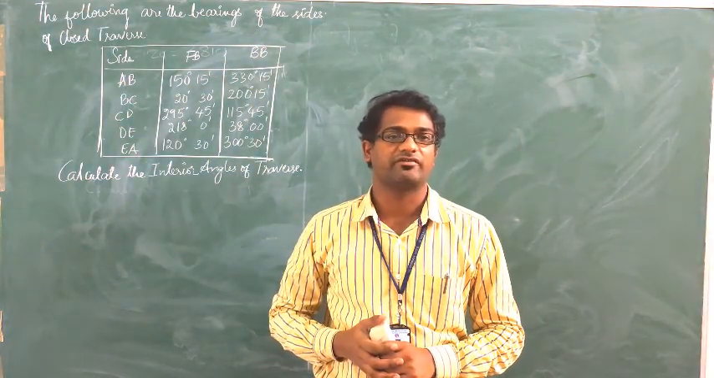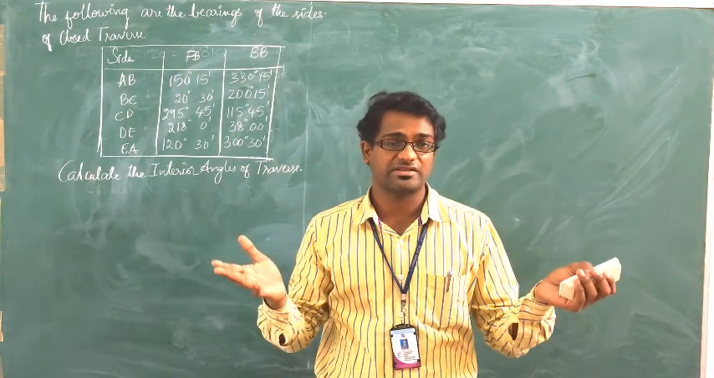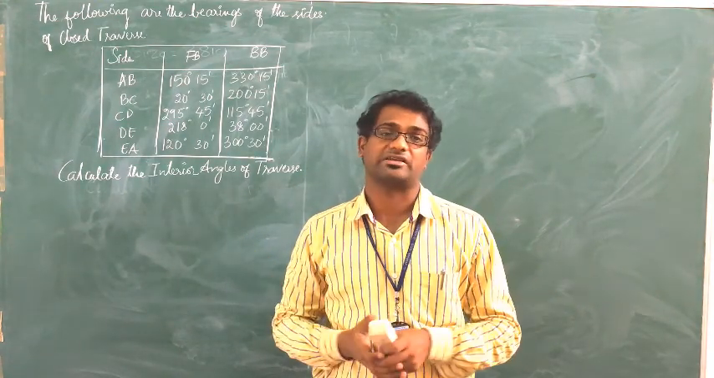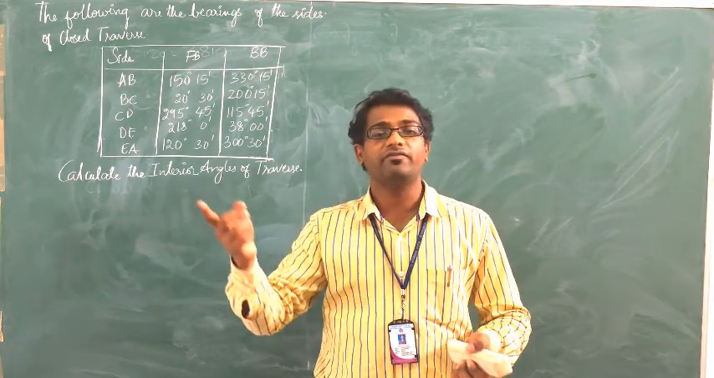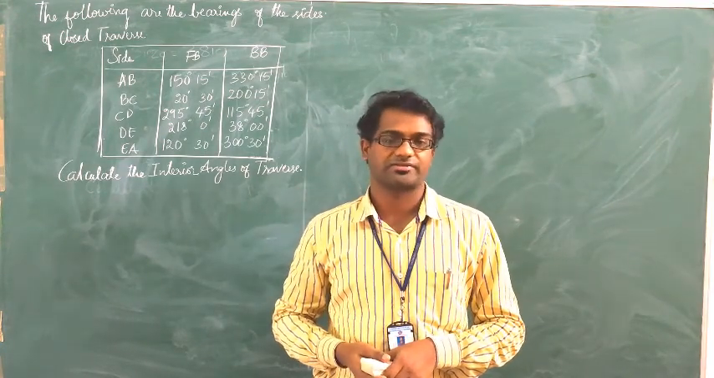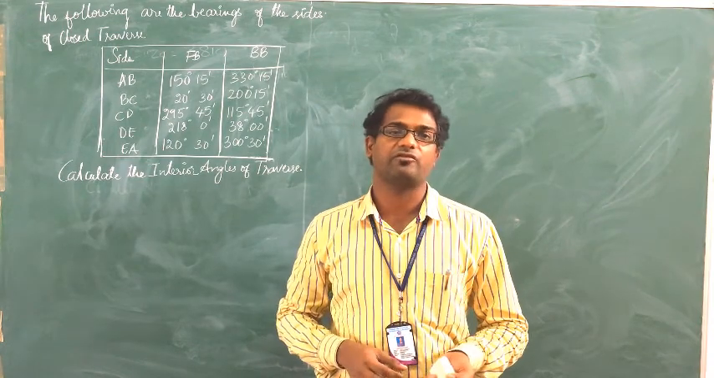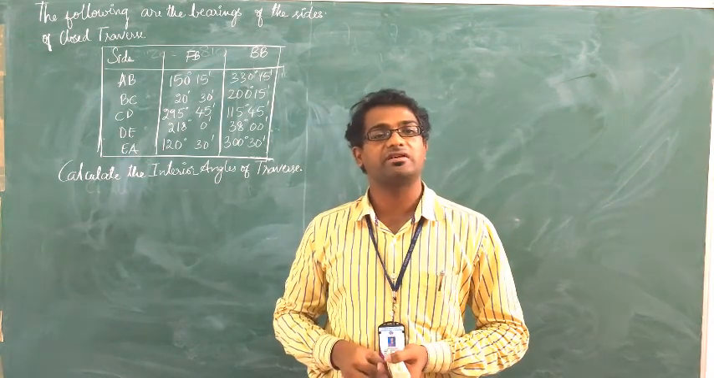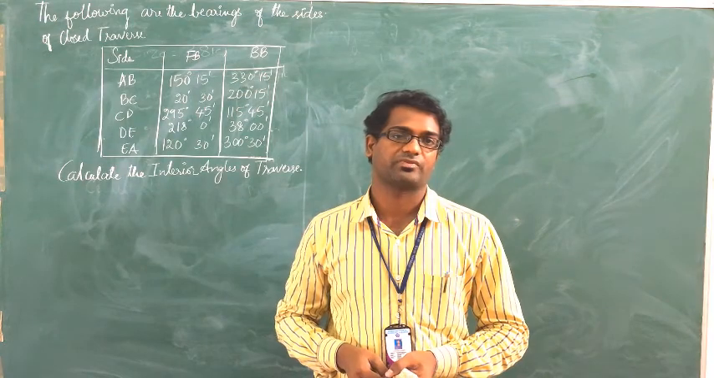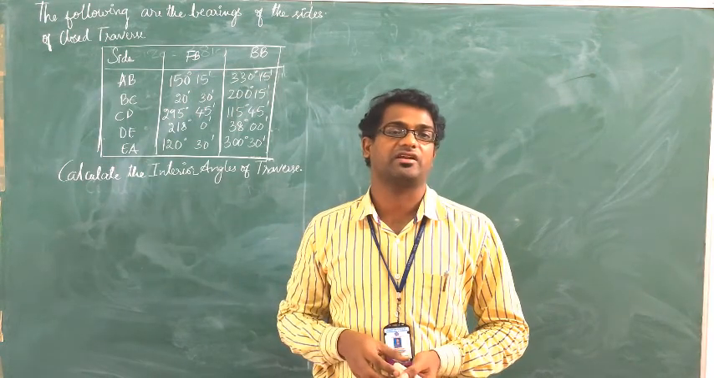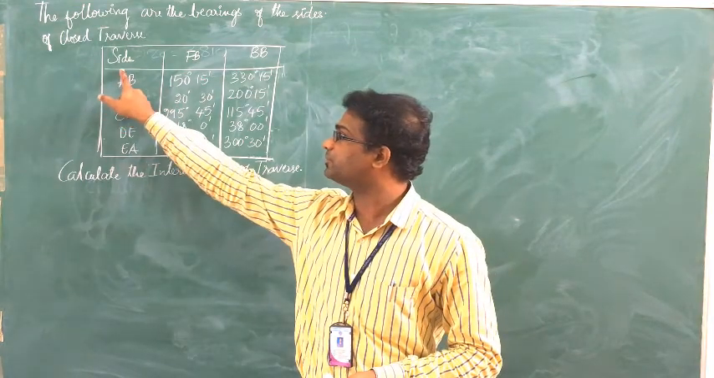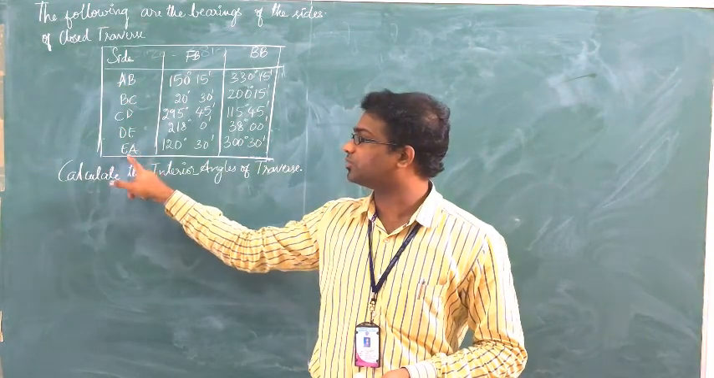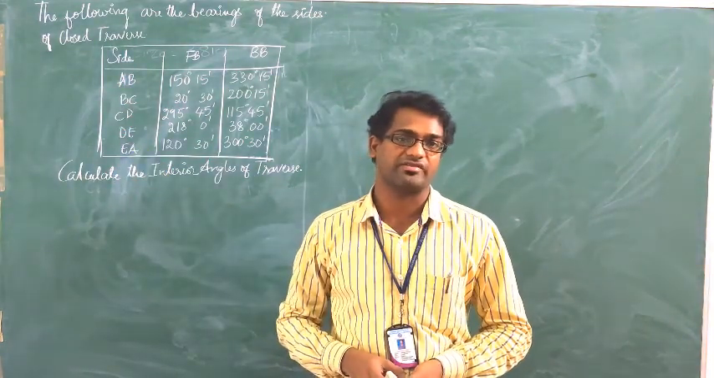What is a closed traverse? Basically, traverse is a principle of compass surveying. Traverse by definition means a series of interconnected lines. In traverse, we have two types, closed traverse and open traverse. When these series of interconnected lines are closing, which means the starting point is the ending point, then that is called a closed traverse.